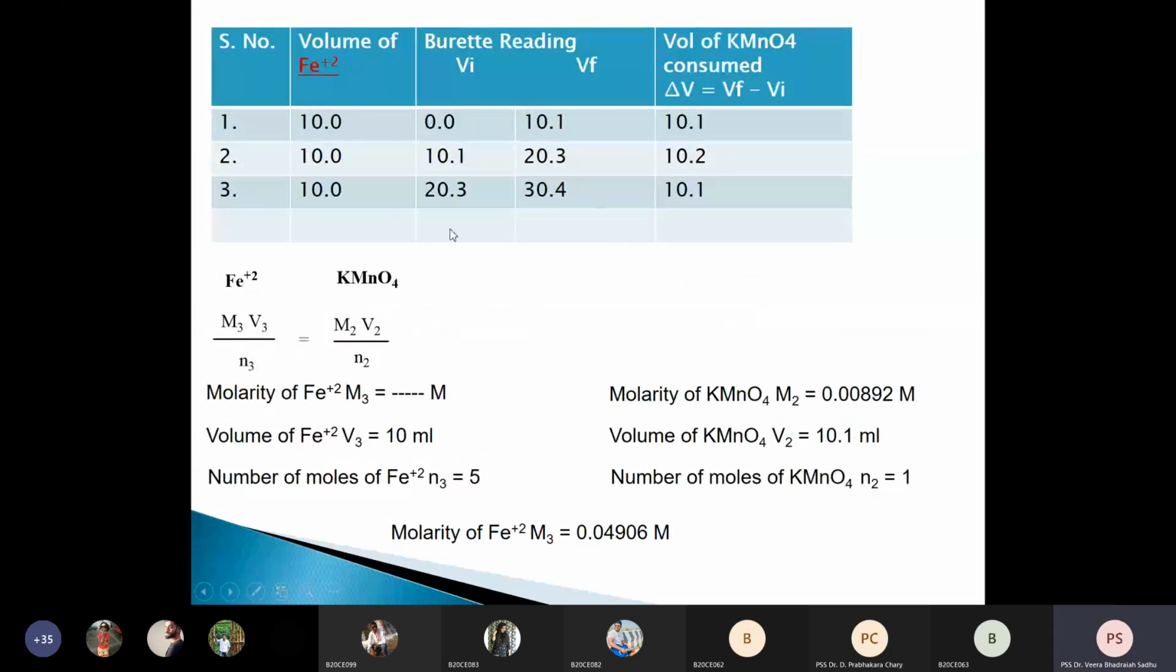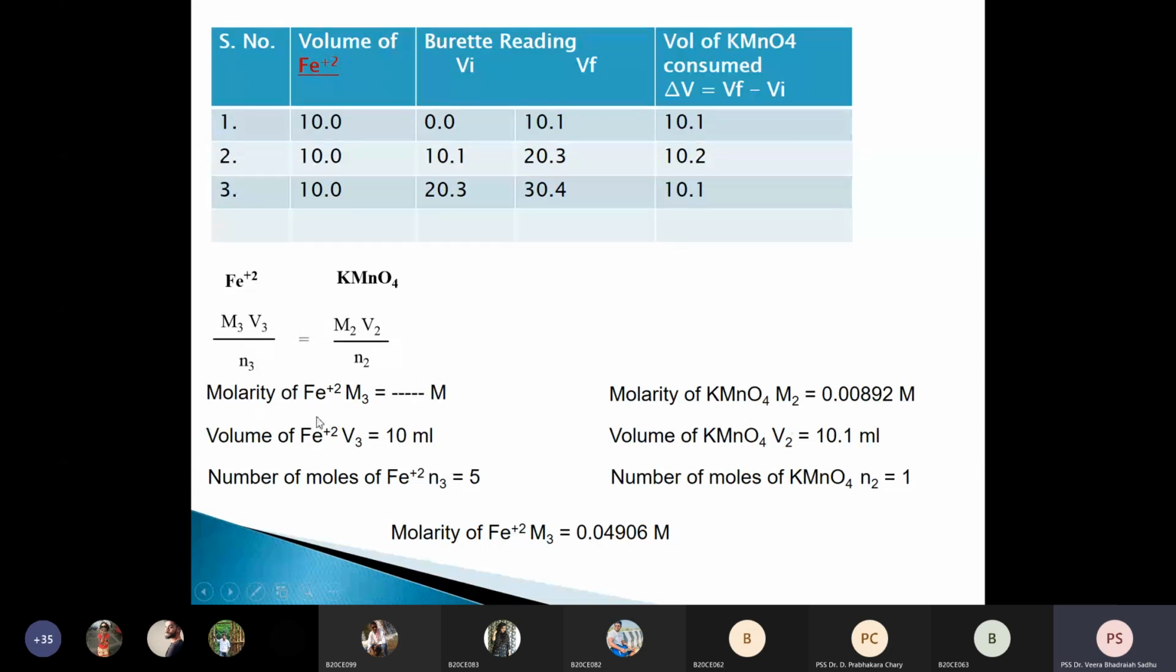In the same way, table 2 is also similar to table 1. On the right hand side is the volume of KMnO4 we have obtained after titration. We pipetted out 10 ml of the ferrous ions. Here the same formula is required to calculate the concentration of ferrous ions. So M1 V1 by N1 is equal to M2 V2 by N2. Here you take M3 V3 by N3 is equal to M2 V2 by N2.